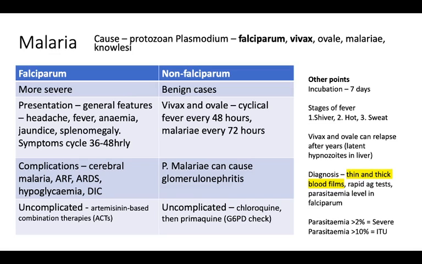So the Anopheles is the vector for malaria, but the actual cause of malaria is a protozoan, which is a single-celled eukaryote of the genus Plasmodium. Okay, so the genus is Plasmodium, and within that you can have 5 species. So the most common ones are falciparum and vivax and ovale, and the less common ones are malariae and knowlesi.